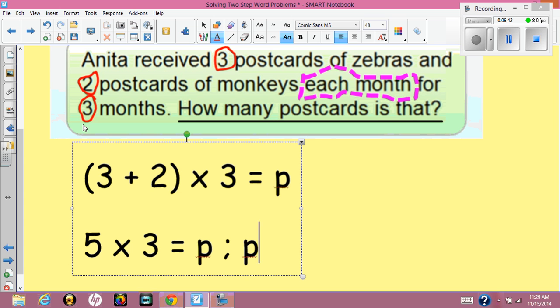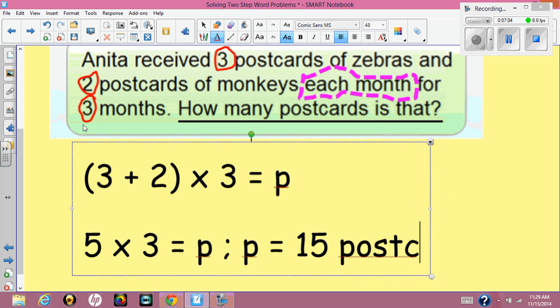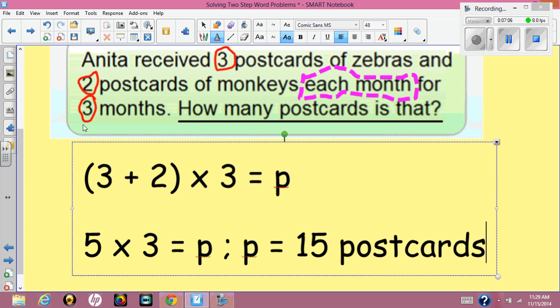I believe our variable, if we multiply 5 times 3, our variable is P equals 15. And we don't have our label yet. What's our label? Again, what is our question? How many postcards is that? So it is 15 postcards. Well, ladies and gentlemen, we've solved our first two-step word problem.